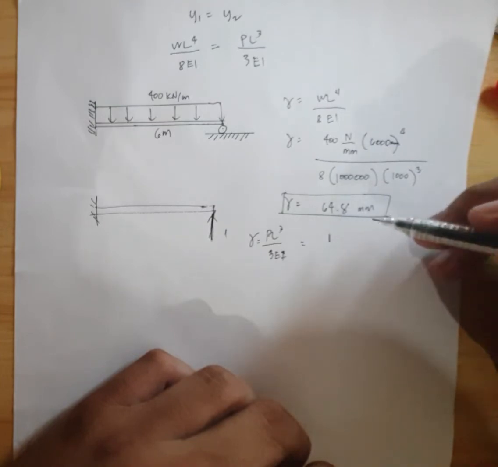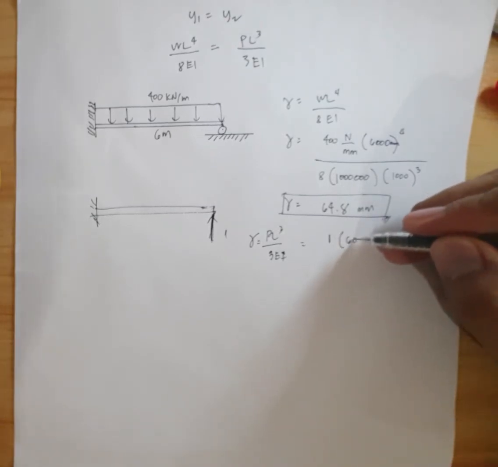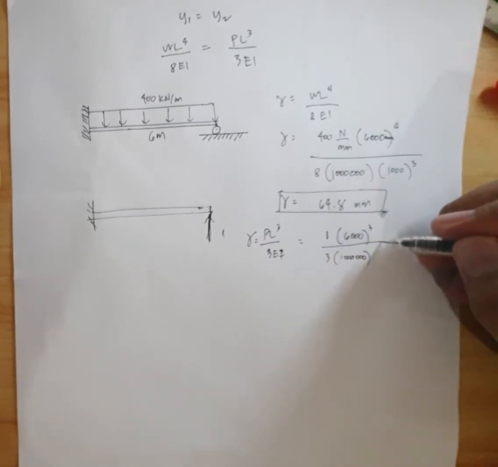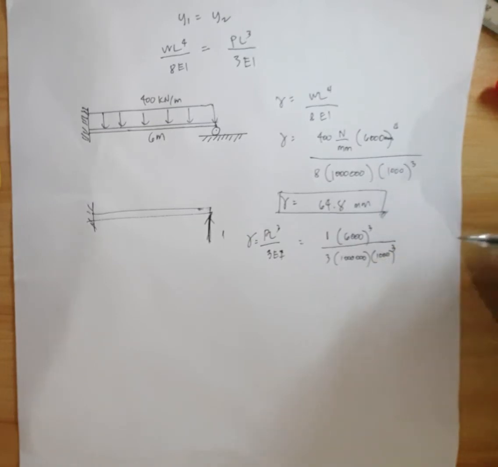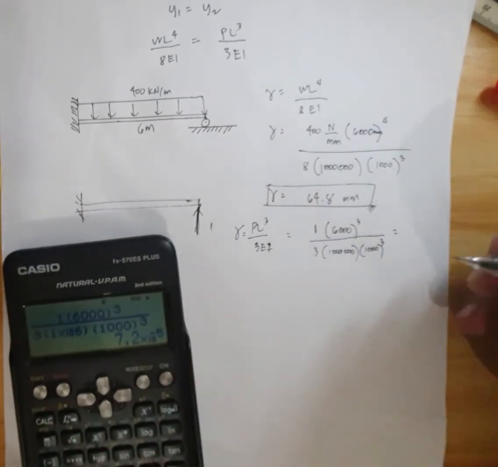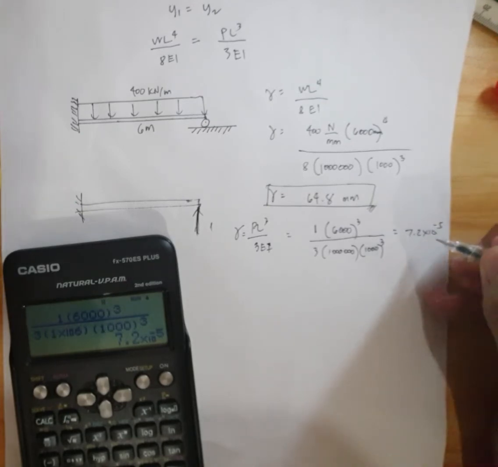One unit upward force. Okay, then we have the length 6,000 cube, over 1 million times 1,000 cube. So we have 7.2 times 10 negative 5 mm.